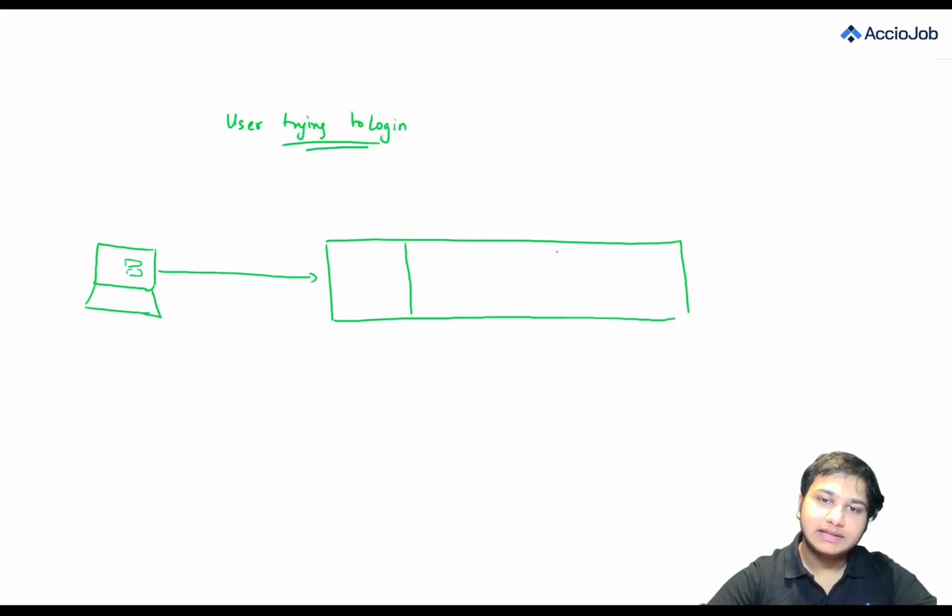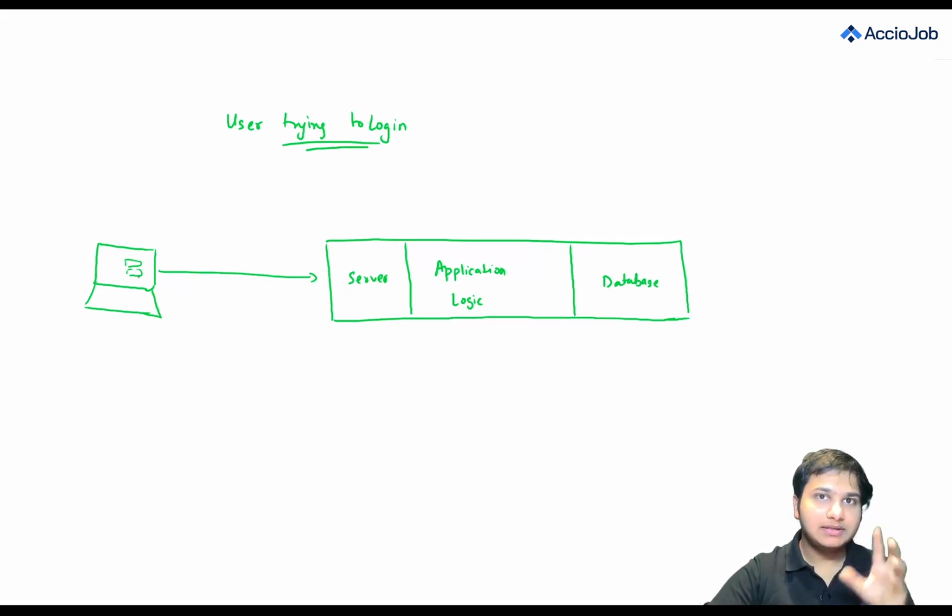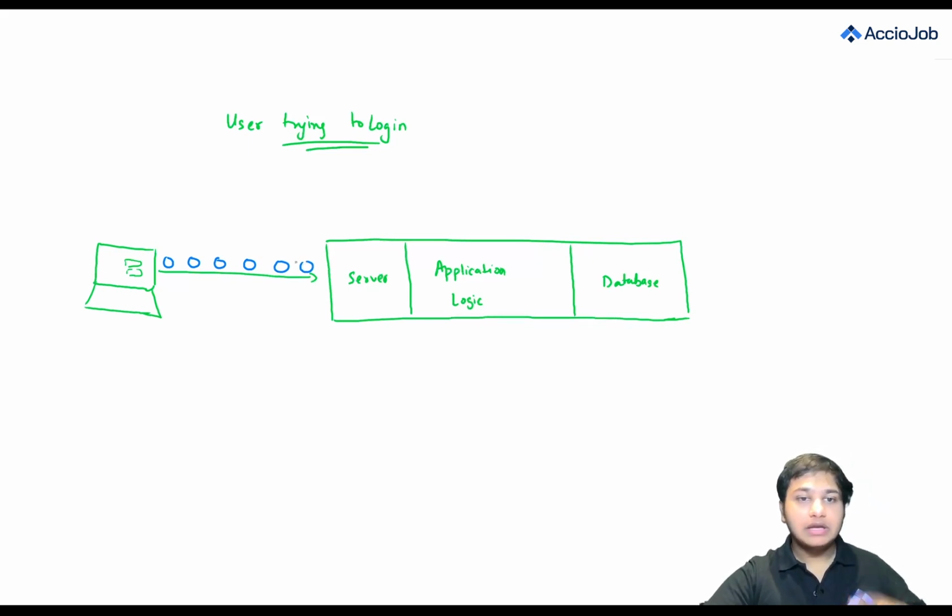So backend has three things again. The first is the server, then comes application logic, and then comes the database. Let's understand the entire flow. The user opened course.acciojob.com, let's say, and is trying to log in. The user enters the email, enters the password, and then clicks on login. The data is then stored here and sent as a request from the client to the server side, which is our backend.